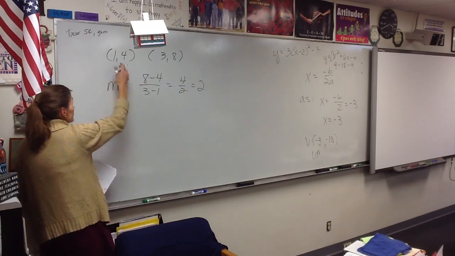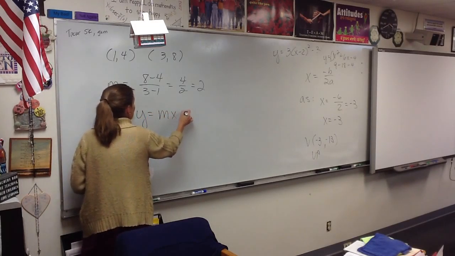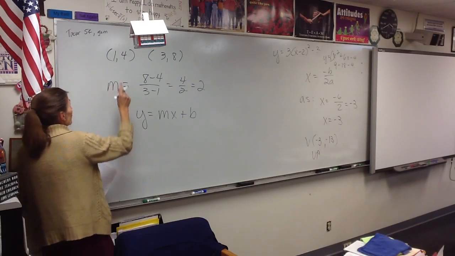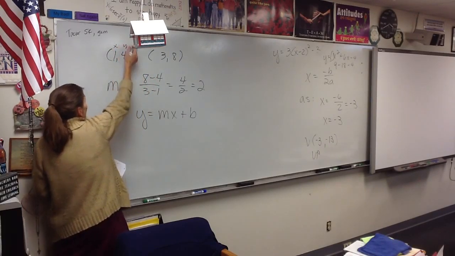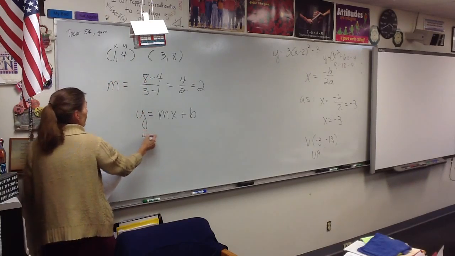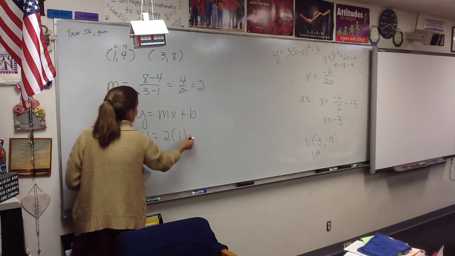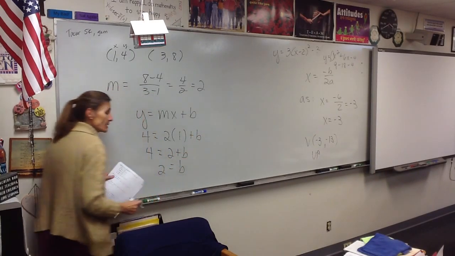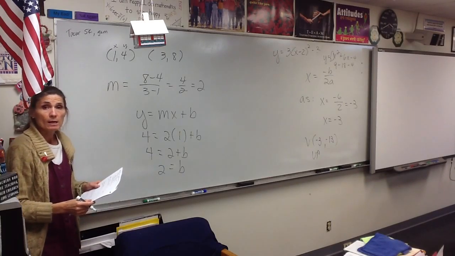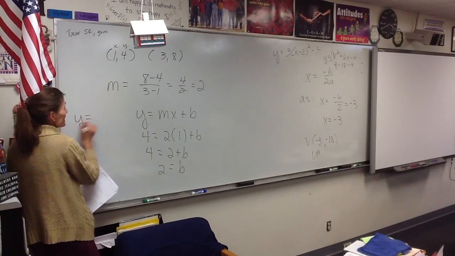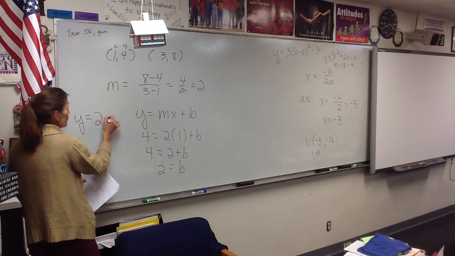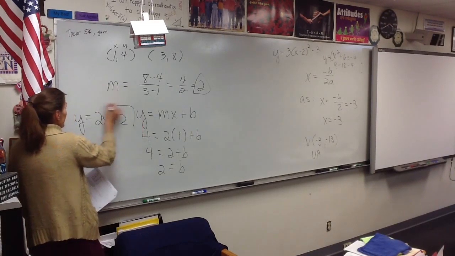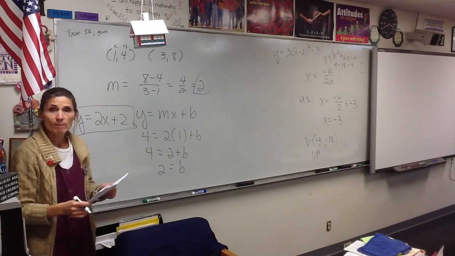Then we pick a point, remembering that we're writing the equation of a line. So we are focused on y equals mx plus b. I'll pick this point. So I'll put 4 in for y, 1 in for x. And I come up with b equals 2. So my line is y equals 2x, because my slope is 2, so 2x plus 2. And that is the equation of my line.